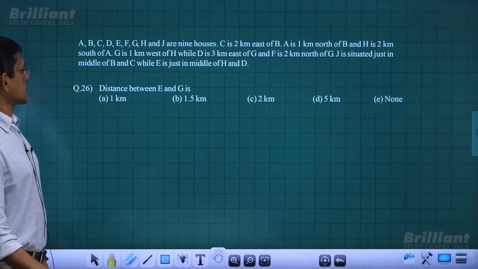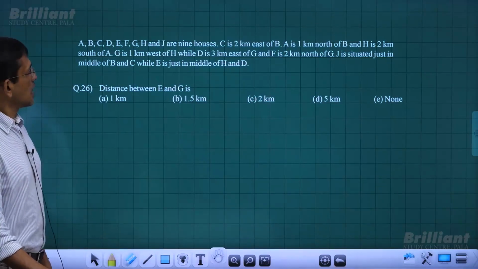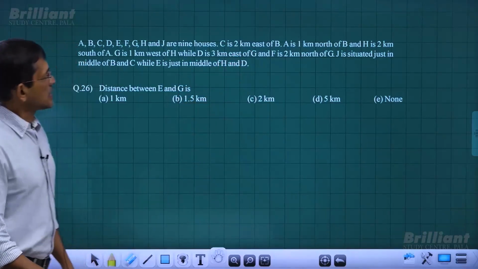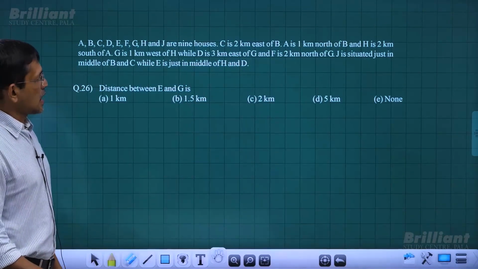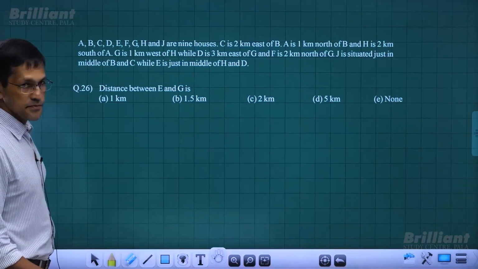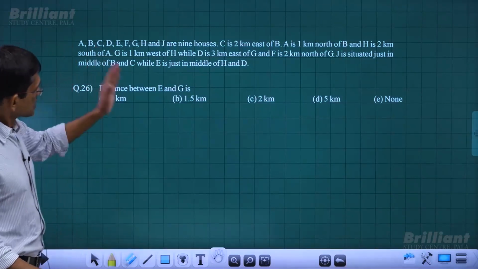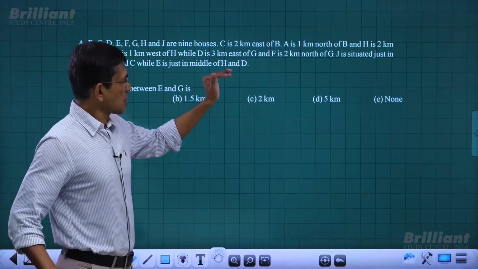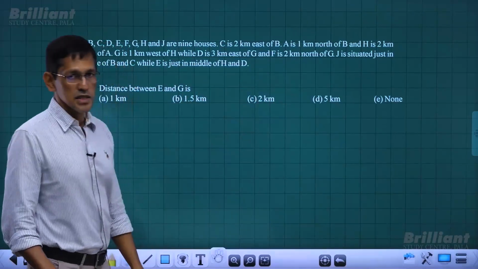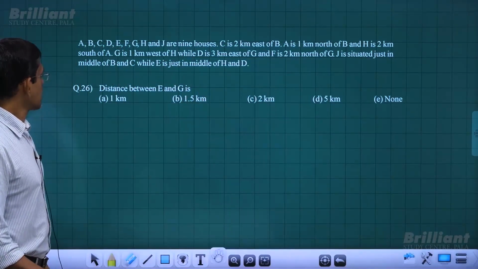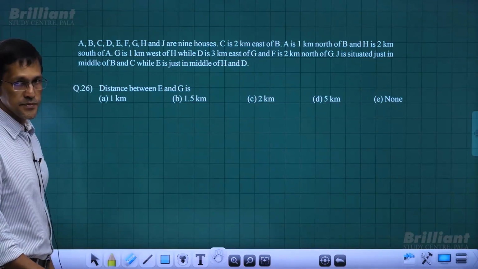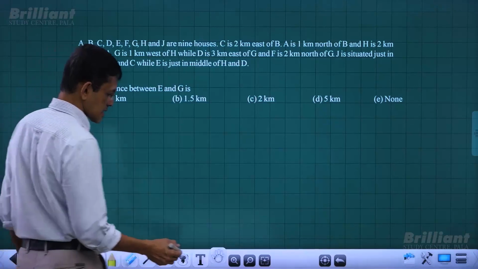A, B, C, D, E, F, G, H and J are the 9 houses. The house C is 2 kilometers east of B. A is 1 kilometer north of B. And H is 2 kilometers south of A. And G is 1 kilometer west of H, while D is 3 kilometers east of G. And F is 2 kilometers north of G. And J is situated just in the middle of B and C, while E is just in the middle of H and D. So let's take a look at the arrangement.